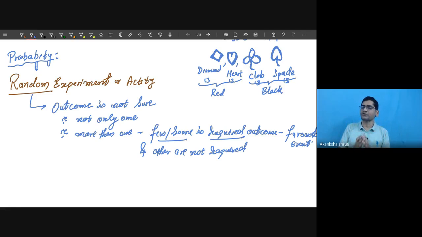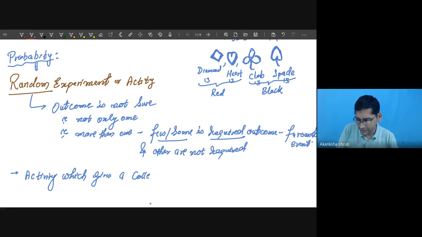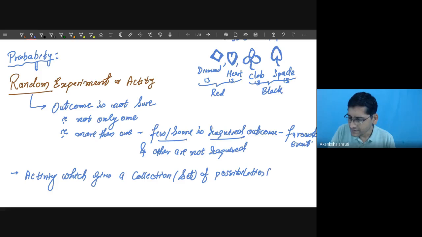So for any such experiment or event or activity which can give a set of outcomes, if we collect all the outcomes or all the possibilities, then that set is called the sample space. Any activity which gives a set or a collection of outcomes or possibilities. These possibilities are basically the outcomes, and only some of the outcomes are desirable. Say I want to draw a ball from the set of 4 differently colored balls.